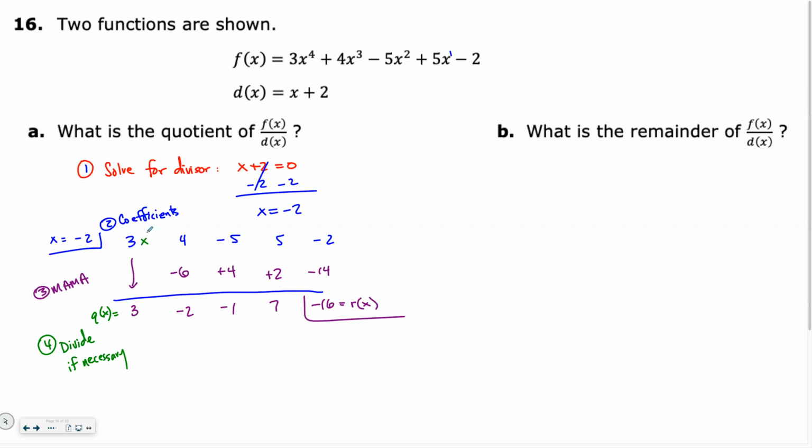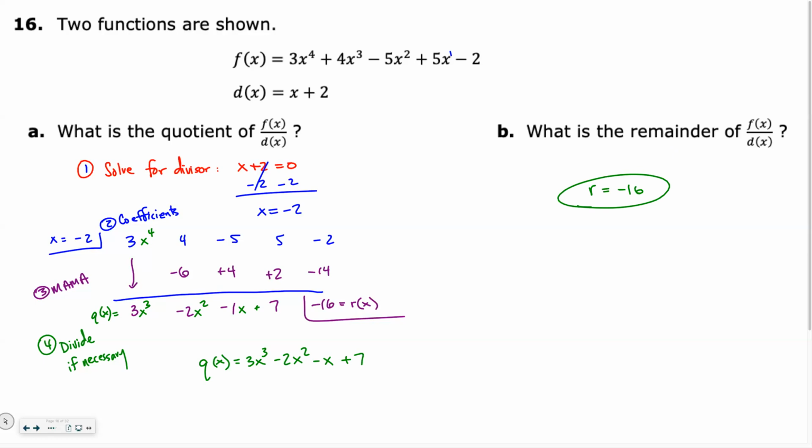It started as a power of 4. So what does that make this power? 3, this one, and that doesn't have one. Yep, and so it'd just be a +7 there. So that would be your quotient. The quotient would be 3x cubed minus 2x squared minus 1x plus 7. The remainder is -16. And that's synthetic division.